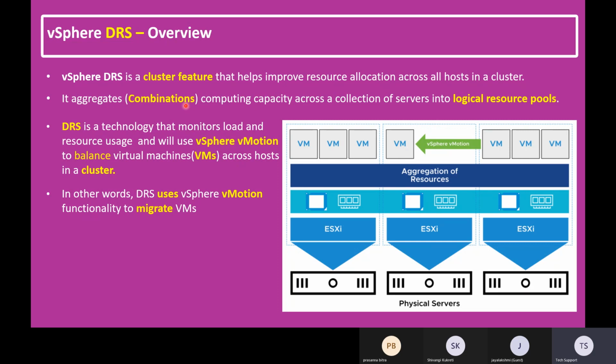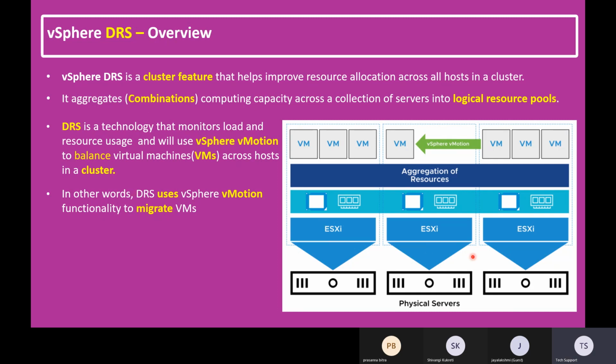So it aggregates the combination of computing capacity across the collection of servers into logical resource pools. DRS is a technology that monitors load and resource usage, and will use vSphere vMotion to balance virtual machines across the hosts in a cluster. In simple terms, DRS uses vSphere vMotion functionality to migrate virtual machines. Let's say ESX1 is completely utilized. It will migrate a VM from ESX1 to ESX2. In the same way, if ESX3 is completely overloaded, it will move a virtual machine from ESX3 to ESX2. So this is an automatic mechanism when we enable the DRS feature.